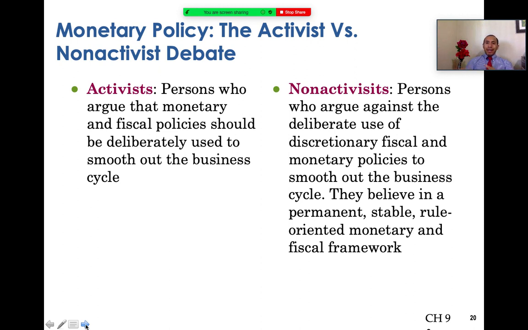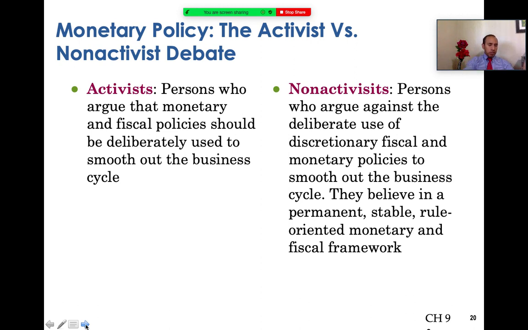Non-activists argue against the deliberate use of discretionary fiscal and monetary policies to smooth out business activity. They believe in a permanent, stable, rules-oriented monetary policy and fiscal framework. It has to be stable and consistent, not used like the activists do during active need. Non-activists use monetary policy consistently through stable platforms, while activists use it just when needed because of business cycle concerns. There are different views between the activists and the non-activists.